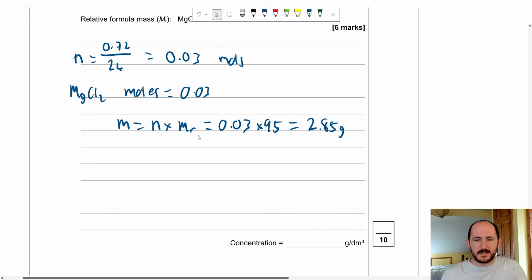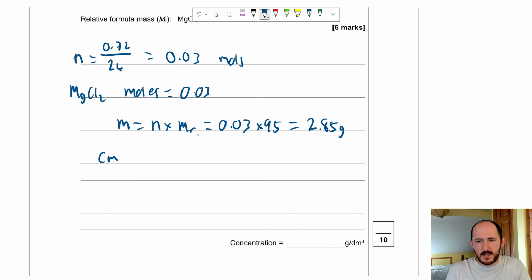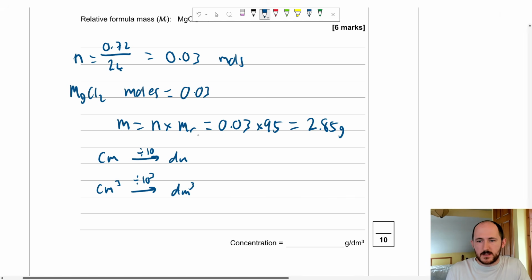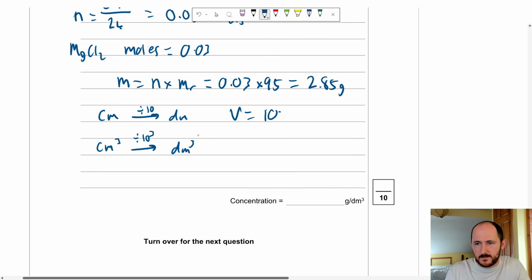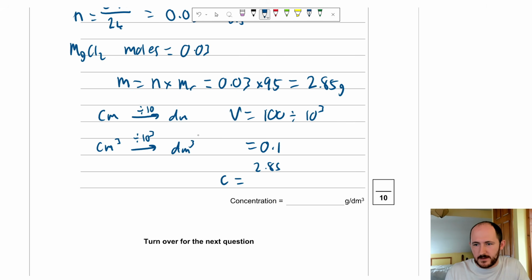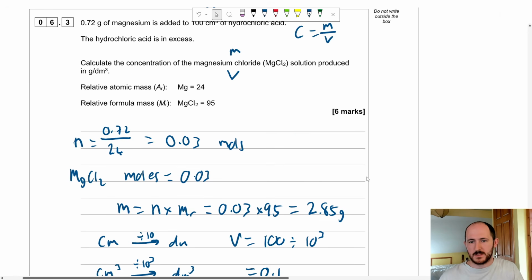decimeters cubed. So remember what we said, right? To go from centimeters to decimeters, we divide by 10. So going from centimeters cubed to decimeters cubed, we divide by 10 cubed. So we're going to do, what was it, 100? Yeah, 100 divided by 10 cubed, which is 100 divided by 1,000, which is 0.1, which means our concentration finally is 2.85 over 0.1, which is 28.5 grams per decimeter cubed for 6 marks, which is beautiful.